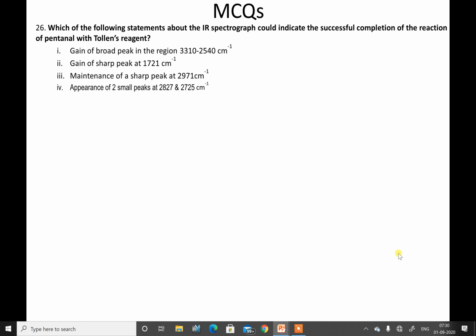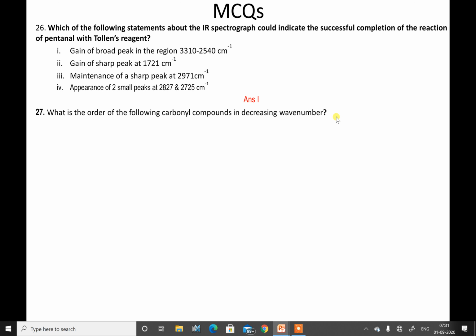Which of the following statements about IR spectroscopy would indicate the successful completion of the reaction of pentanal with Tollens reagent? So basically you have to understand what will happen to pentanal after reaction with Tollens reagent, and where that product should give a peak. The aldehyde is going to be oxidized to an acid, so you have to search for the acid peak, and naturally the answer will definitely be 1, the broad peak.